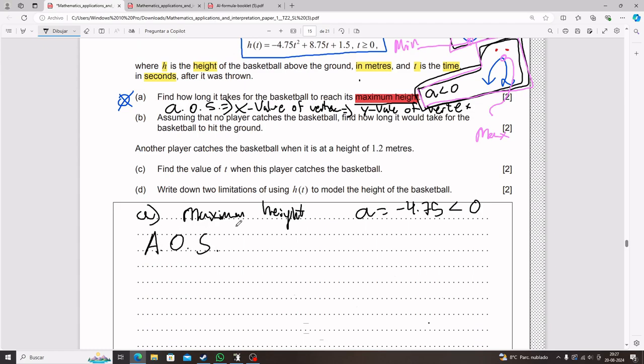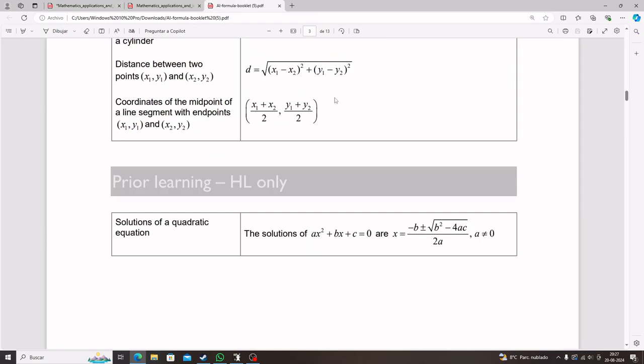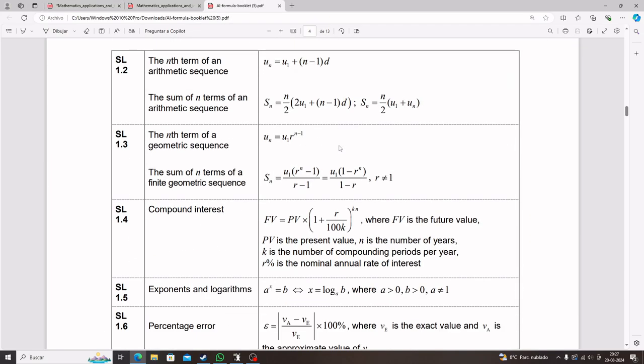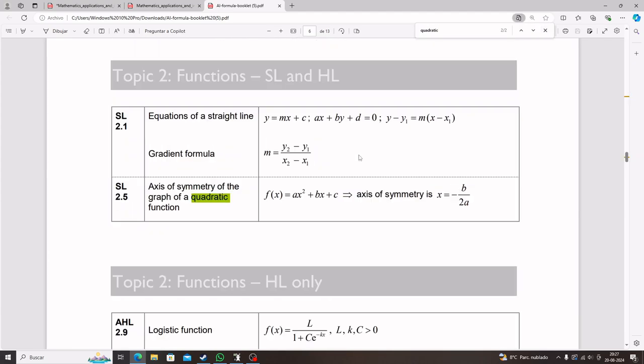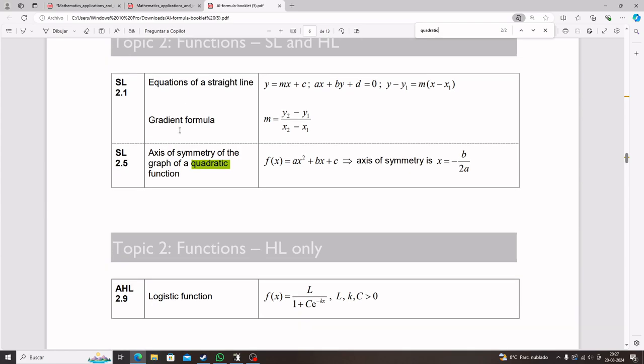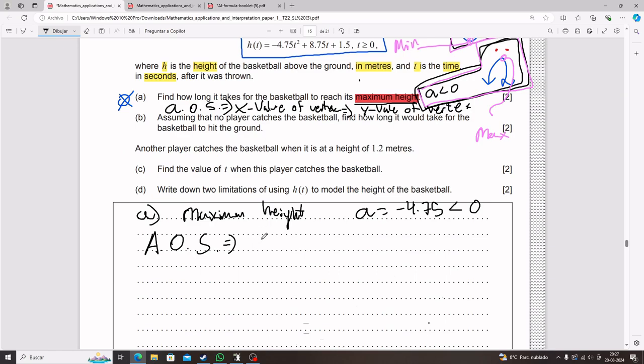Now, AOS will be for axis of symmetry. For the axis of symmetry, there's actually an equation. I don't think it's in your formal booklet. I'm pretty sure it's not. So for quadratics, we have 2 equations. Look at that. In your formal booklet, you will find that for the axis of symmetry, the equation is negative b over 2a. So the axis of symmetry, which is just an x value, will be negative b over 2a.